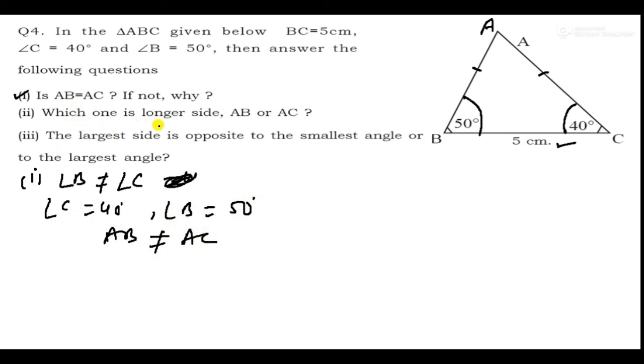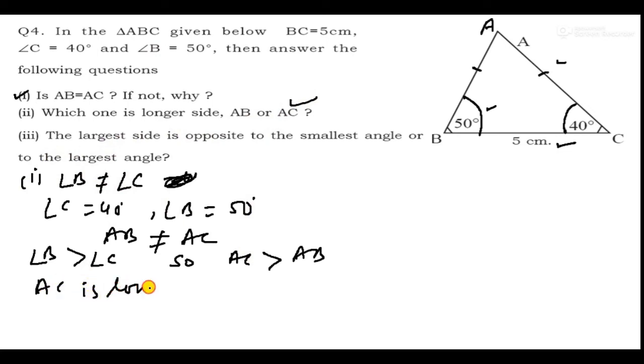Now, which one is the longer side, AB or AC? The angle that is greater has the largest opposite side. So you can write angle B is greater than angle C. So AC is greater than AB. So you can say this one is the longer side, that is AC. You can write here AC is the longer side.